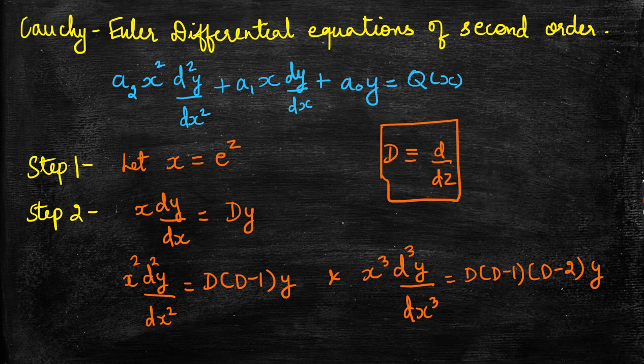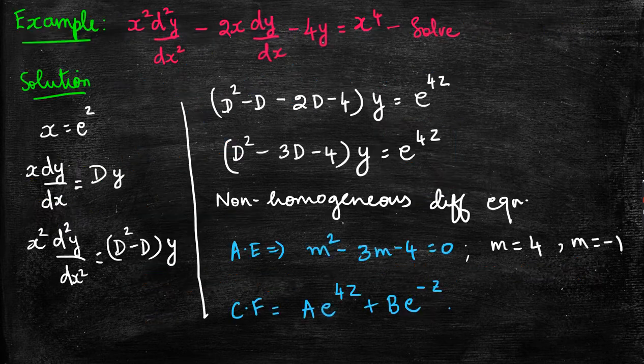So you have to just substitute all these in your given equation, and then you will get a non-homogeneous second order differential equation. So you can solve using that. So let us see an example for Cauchy-Euler's equation of order 2.